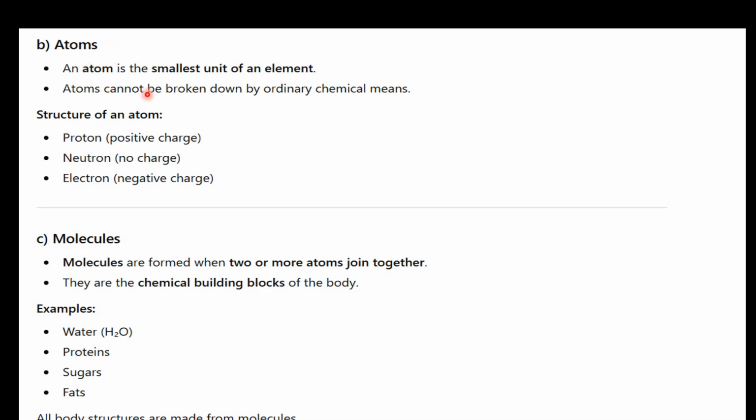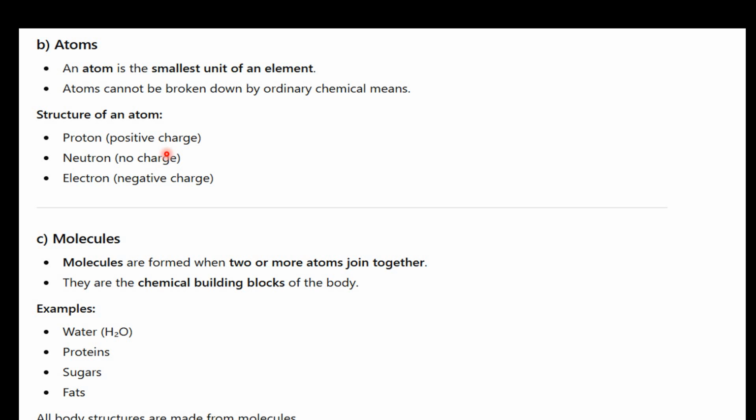The next thing inside the chemical level is atoms. An atom is the smallest unit of an element. If we study an element in detail, we find that it has a smallest unit, and that unit is called an atom. Atoms cannot be broken down by ordinary chemical means. The structure of an atom is made up of three things: protons, which have a positive charge; neutrons, which have no charge; and electrons, which have a negative charge.